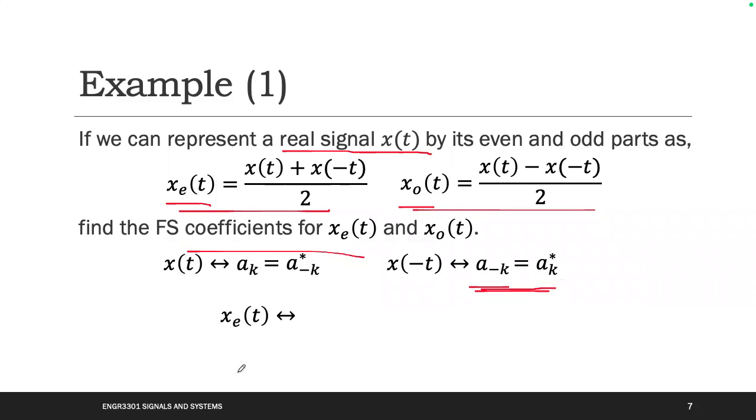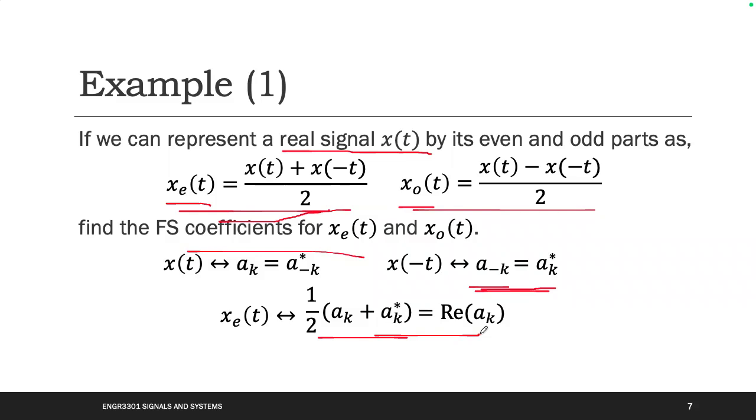Okay, and then for x_e, if we know x_e is this signal, then a_k equals this one because it's a linear system. This one we call the real part of a_k. Do you know why? Do you know why this equation? We know a_k equals x plus jy, am I right?